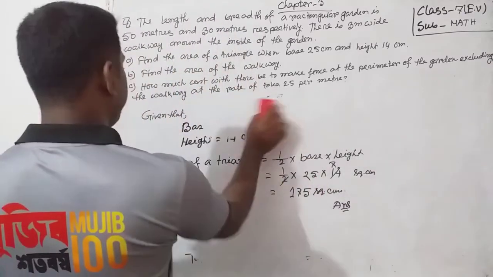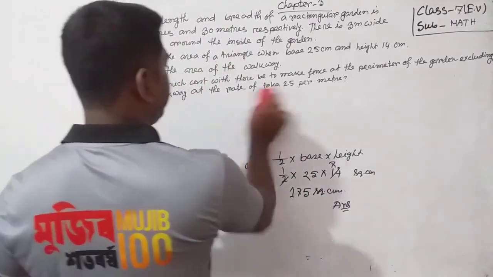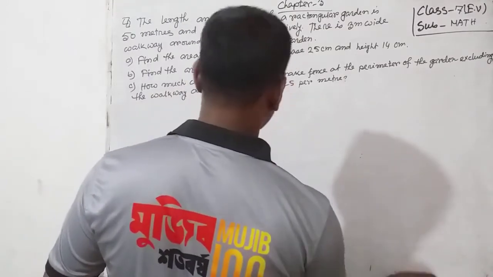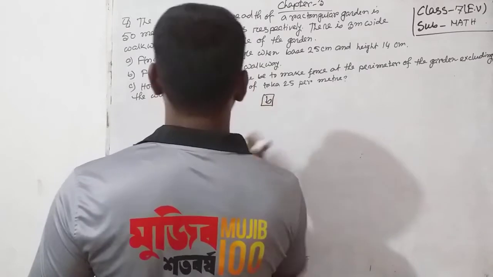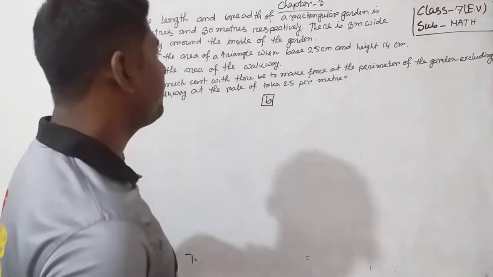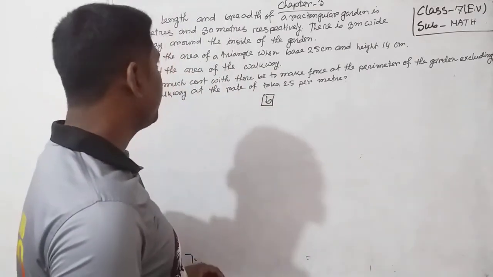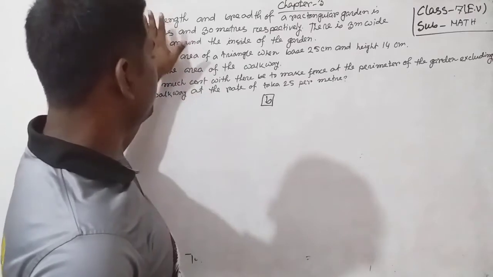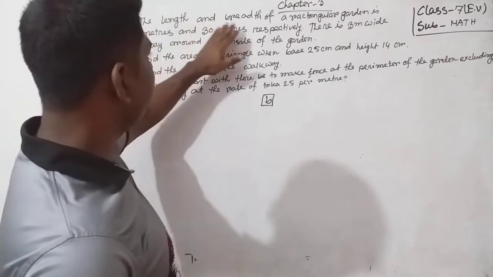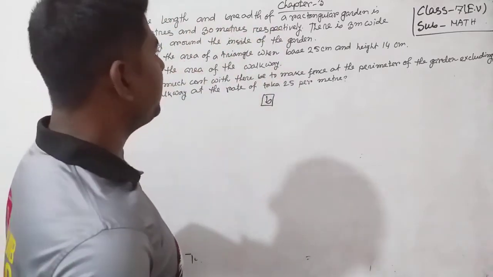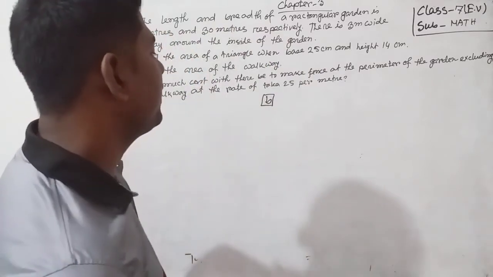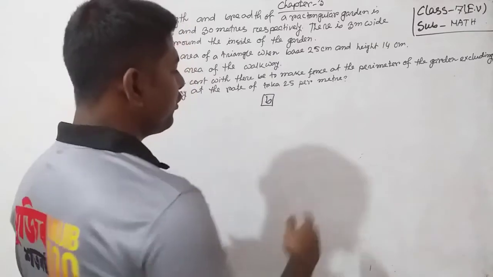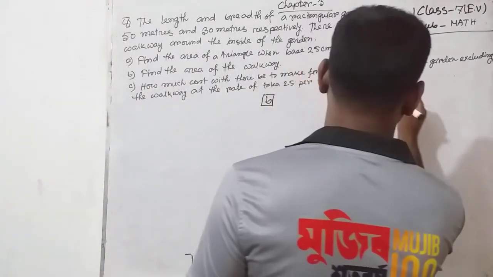Okay, number A. Now B, find the area of the walkway. Now look at my question. The length and the breadth of a rectangular garden are 50 meters and 30 meters respectively. According to my statement, I draw a figure.